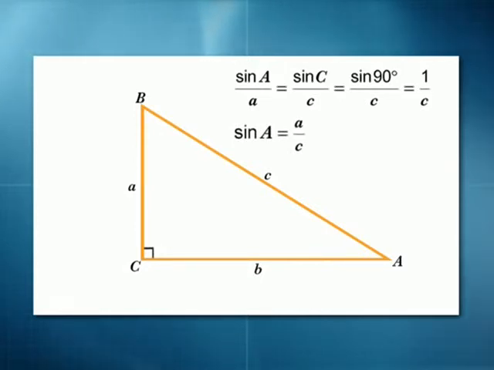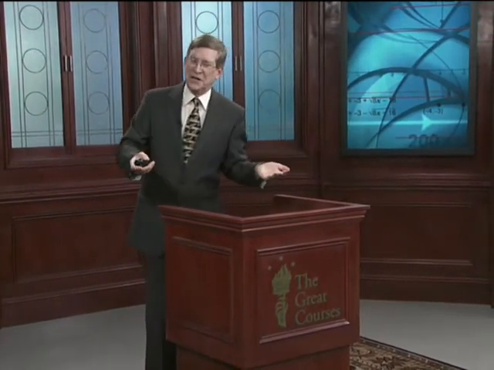Let's look at the picture again. Sine A equals a over c. Wow, that's the original definition of the sine function, opposite over hypotenuse. So sure, you can use the law of sines on a right triangle, but you could also use basic trigonometry on a right triangle. It might be a little bit easier.